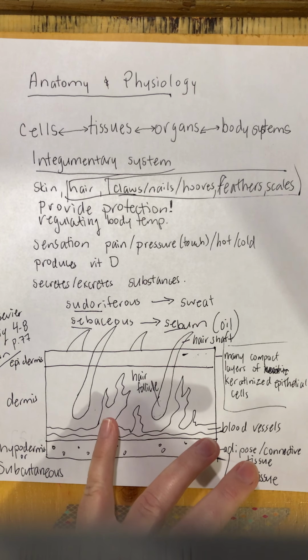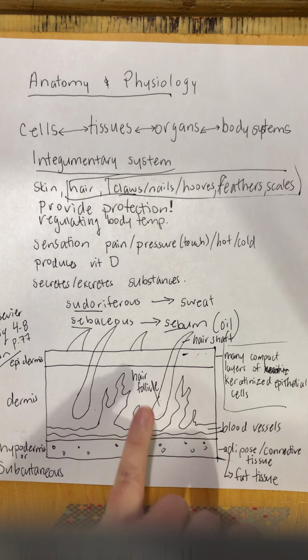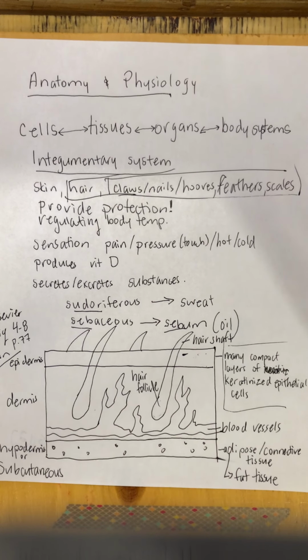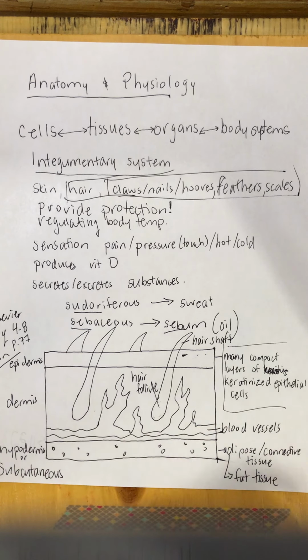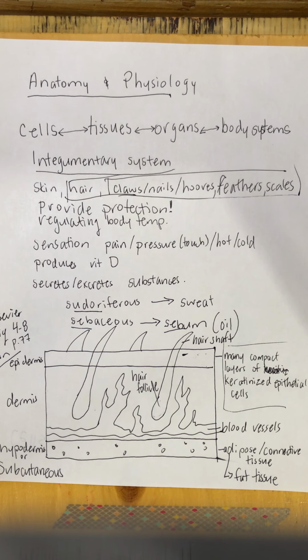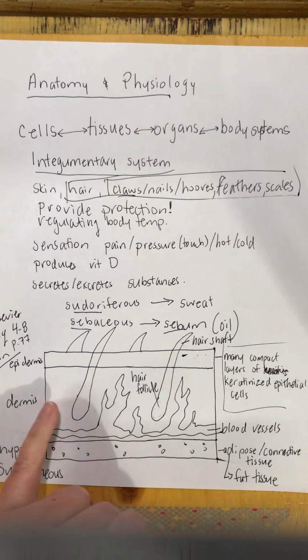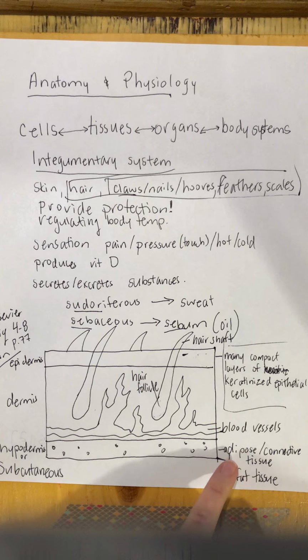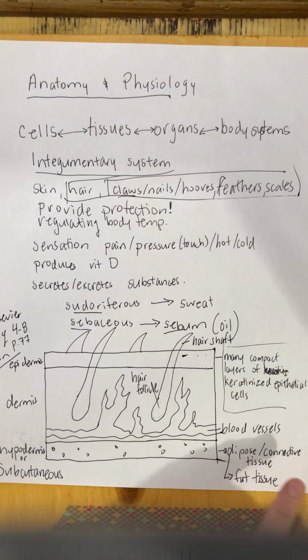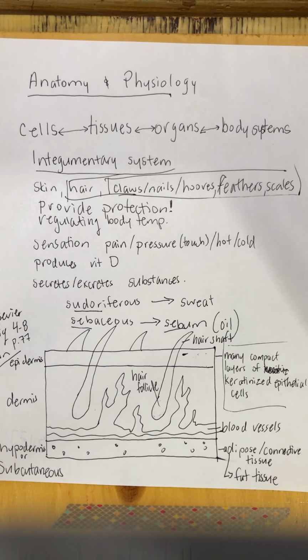It's got those blood vessels, it's got the hair follicles. This is also, I didn't draw any, but that's where the nerves are. That's where the skin glands are. Any of those sensory nerves, so pain, pressure, touch, etc., those are all located in here. And then the sebaceous and sudoriferous glands as well are all in the dermis. And then that hypodermis area is basically, there's fat in there, so adipose tissue or fat tissue, and connective tissue is in that underlayer as well.